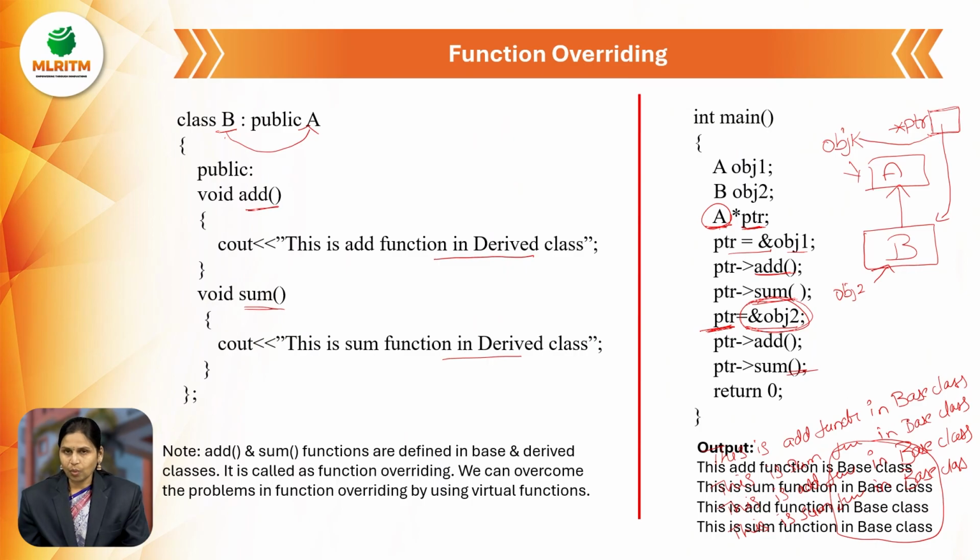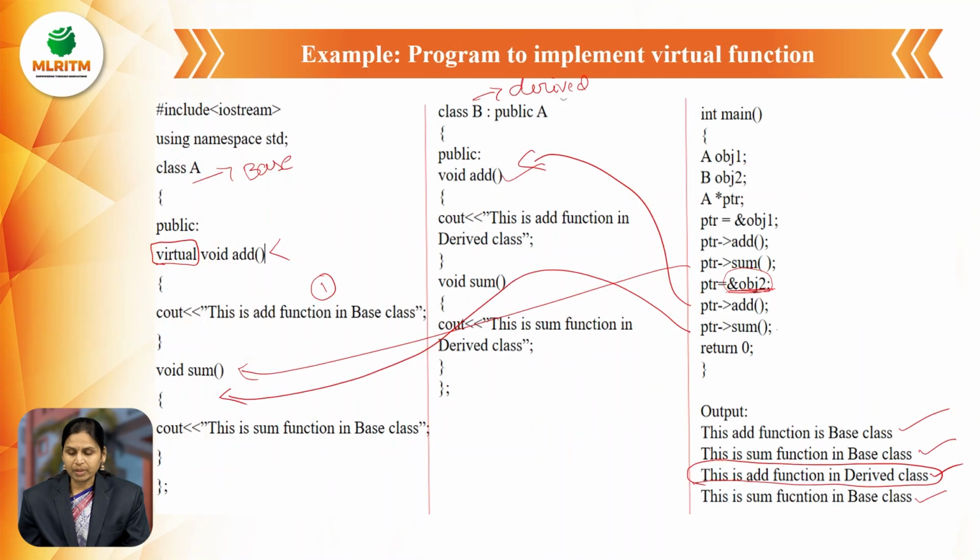Now, here we had this problem: we always got the base class output only. But that problem is overcome by using the keyword virtual. When we use the virtual keyword before the function, it is called a virtual function. For this sum function, we are not using any virtual keyword. That's why we always get the base class output. So, we can overcome the problems in function overriding by using the virtual concept. This concept is called runtime polymorphism.